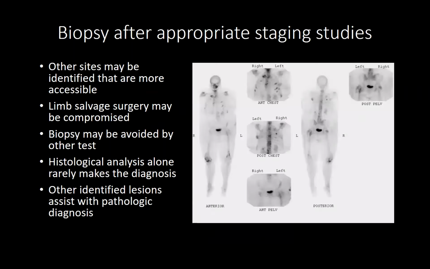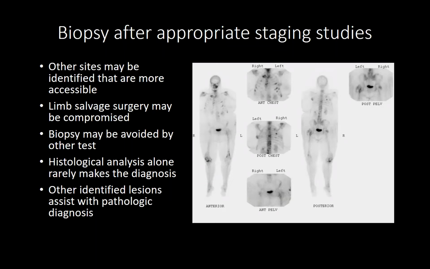So after you've done your staging studies, then you want to move on to doing a biopsy. And again, we talked a little bit about why you do the staging studies first, but a couple other things come up, right? Other sites might be identified in your staging studies that are easier to biopsy. You don't want to biopsy the spine if you can biopsy the front of the tibia, right? And if you don't do your staging studies ahead of time, your limb salvage surgery can be compromised.